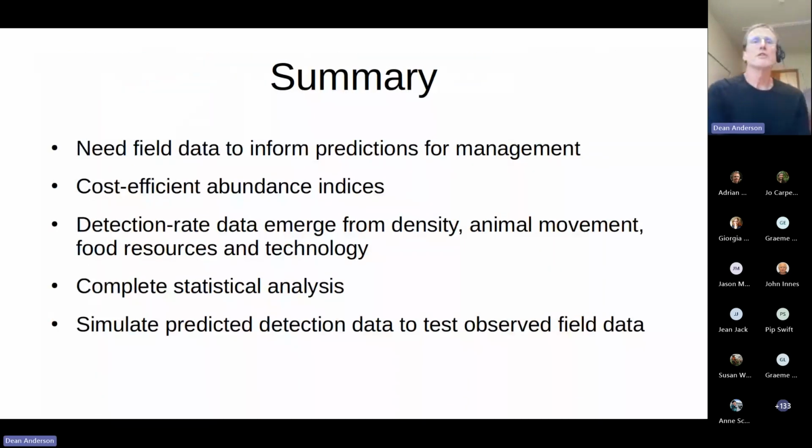So I'll finish up with a summary slide just to reemphasize that we need field data to inform predictions for management. And these cost-efficient abundance indices are fantastic because we can do them over large areas and repeat them. Having this density study at Alabaster is turning out to be a seminal piece of field work because it's just so informative, and we actually need a lot more of that to test these models under different circumstances. But even though these are great devices and can be widely spread, we have to bear in mind that these detection rate data emerge from density, from animal movements, food resources, behavior, and the technology.